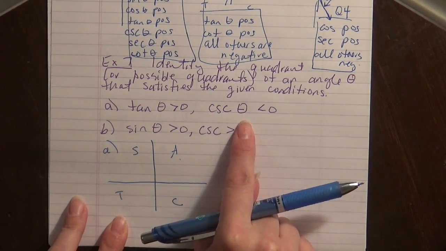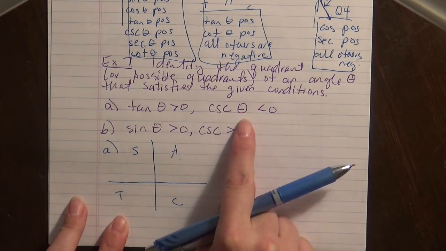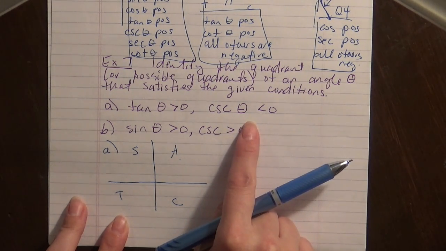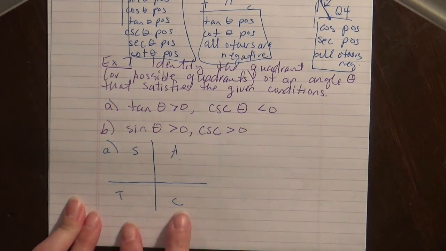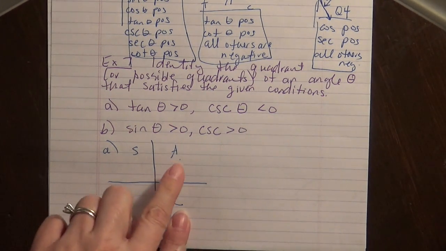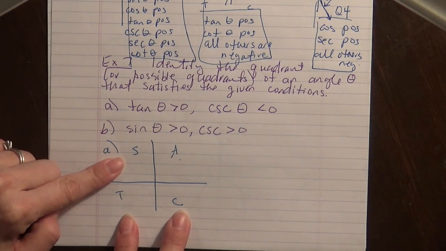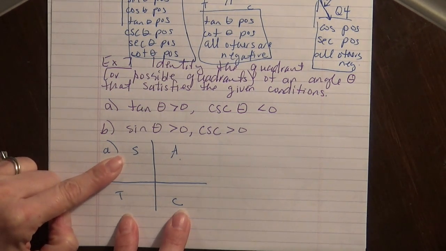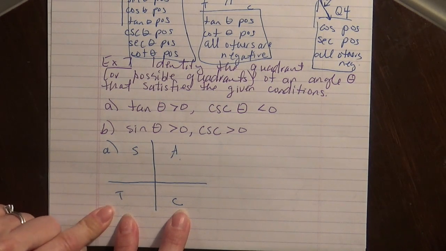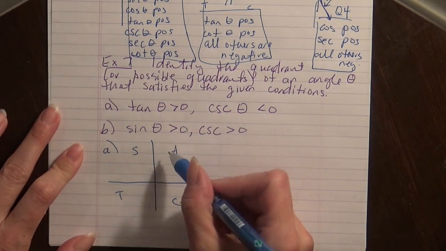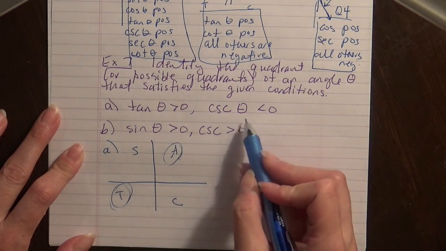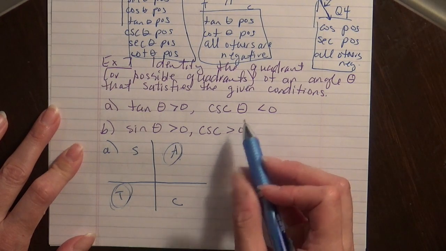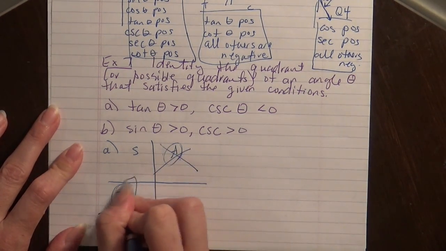Also, cosecant is negative. So what does that tell me? If cosecant is negative, that's the same as saying that sine is negative, because it's just the reciprocal of sine. When is sine negative? Sine is negative in these two quadrants, because they're all positive in quadrant 1, and sine is positive in quadrant 2, and then it's negative in these. We started out by looking at these two quadrants because tangent was positive. Now if sine is negative, that would eliminate quadrant 1, and it just leaves us with quadrant 3.